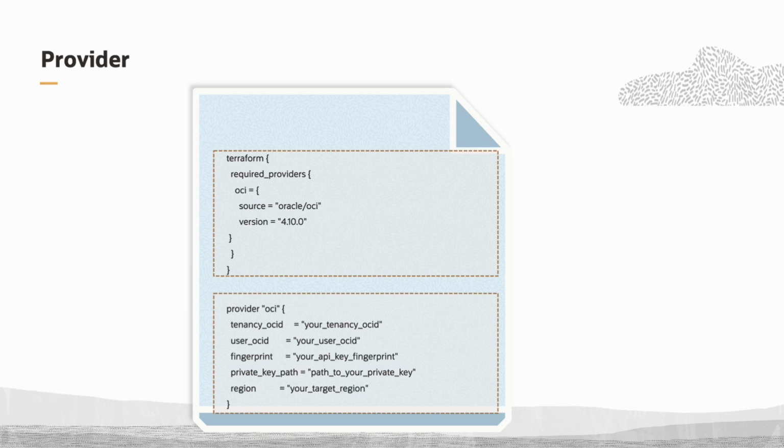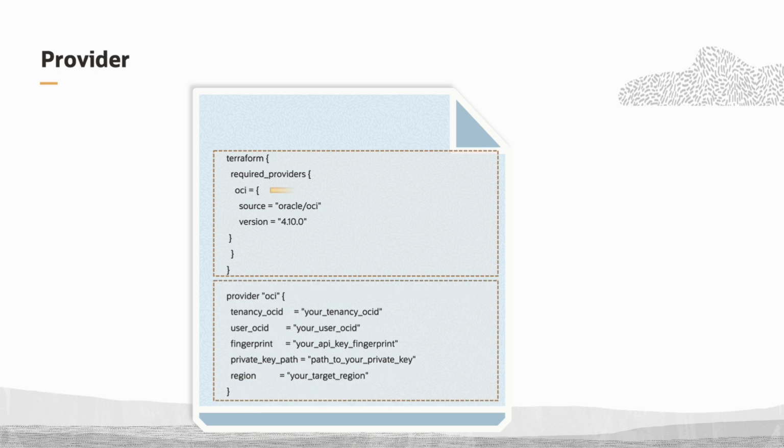At the top, we have the required providers block. This block specifies a variable name for the provider and sets its value to the provider identifier. In this example, we have a variable named OCI for the Oracle Cloud Infrastructure provider. The source is set to oracle/oci, indicating the provider's official source.